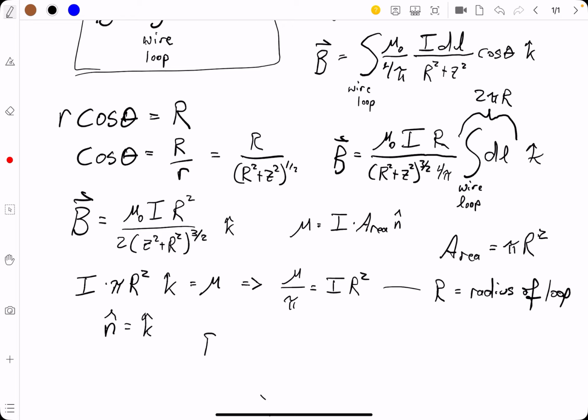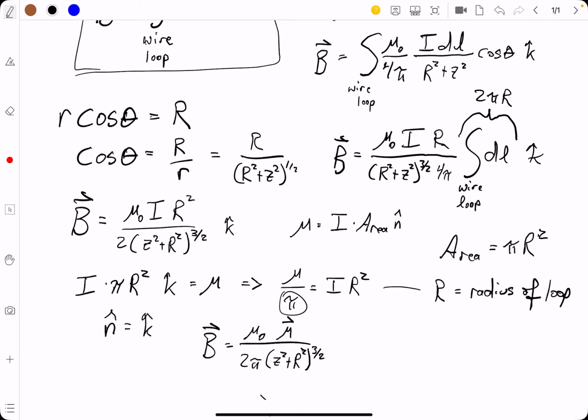So we can rewrite everything as mu naught, and we need to get our pi back. So here's our pi. We're putting our pi back in there. So we've got our 2 pi. We're going to do z squared plus r squared to the 3/2. And we've got on top our magnetic moment.